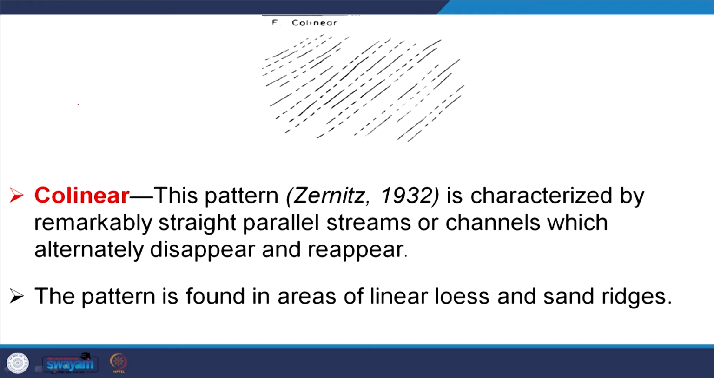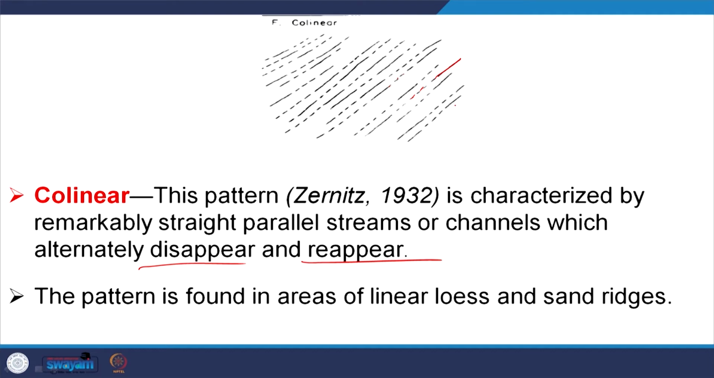Then colinear. Colinear means in the same straight line. So, here if you see this drainage, somewhere it is exposed and somewhere it is not exposed to the surface. That means within a line of drainage, within a line of channel, some part of the channel is exposed and active and some part is not exposed, that is, it is in the subsurface. So, this pattern is characterized by remarkably straight parallel streams or channels which alternately disappear and appear. Here this key factor is there: alternately disappear and appear.